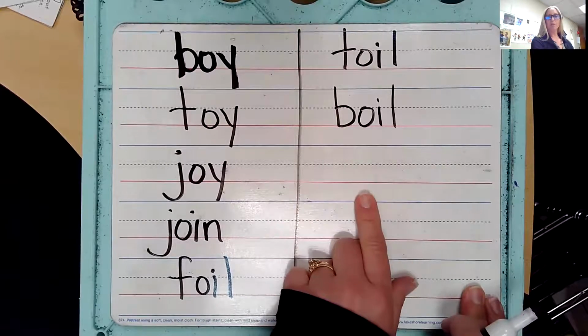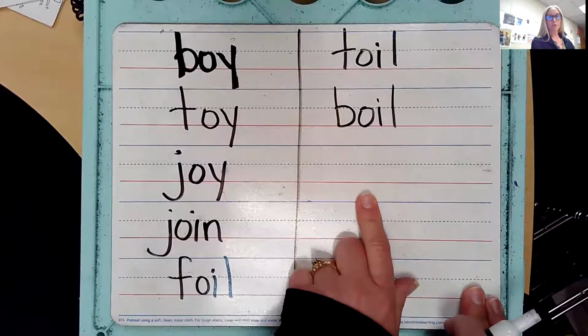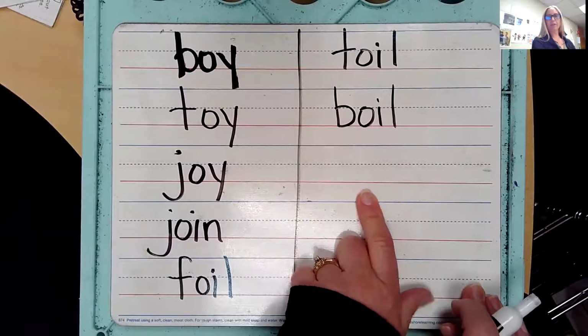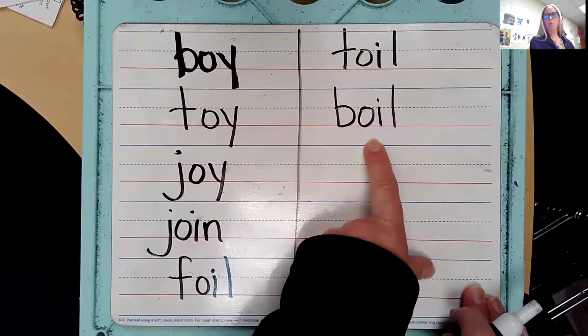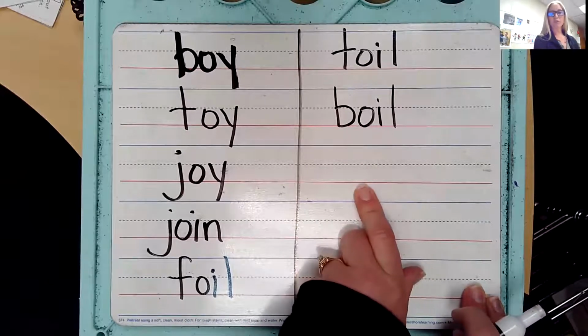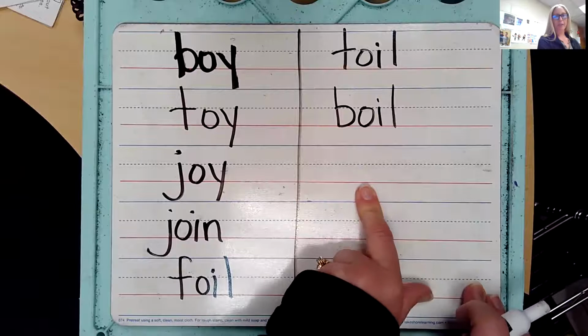All right, here's our next word. This could be a new word for you. This is the word broil. Broil. You're going to add a letter. So you're going to add one letter to boil to spell broil. Broil means to cook something at a very high temperature.